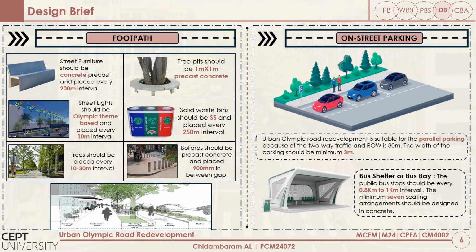The urban Olympic road is suitable for parallel parking because of two-way traffic and ROW is 30 meter. Angular parking is suitable for single-way traffic. The width of the parking should be 3 meter and designed for whole stretch. Bus shelter. Bus shelter should be provided every 0.8 kilometer to 1 kilometer interval with concrete seating arrangements. The height of bus stops should be same as the footpath from the carriageway.